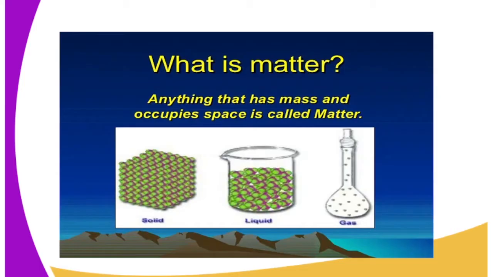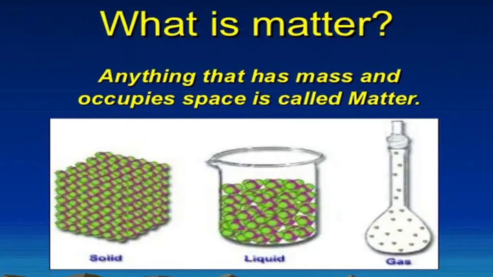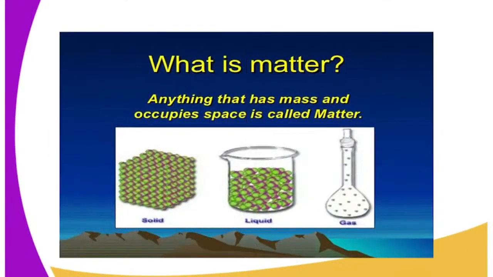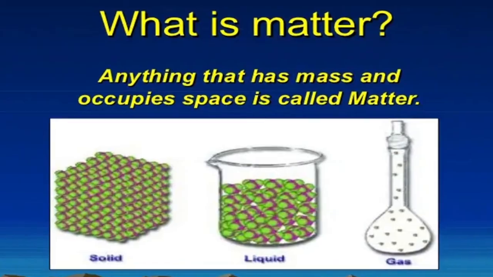What is matter? Matter is anything that occupies space and has mass. Matter exists in three physical states, namely solid, liquid, and gases. A substance can exist in any of the three states depending on the prevailing temperature. That means that when we heat solids, liquids, and gases, there's something that is going to change or happen to them.